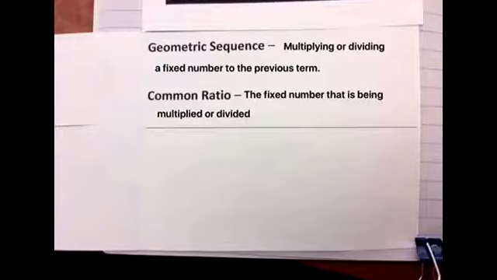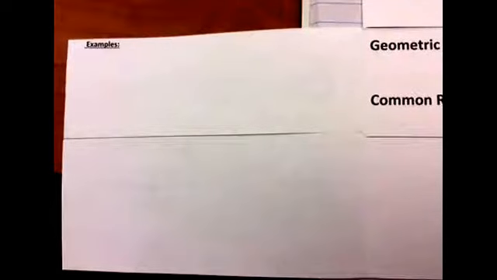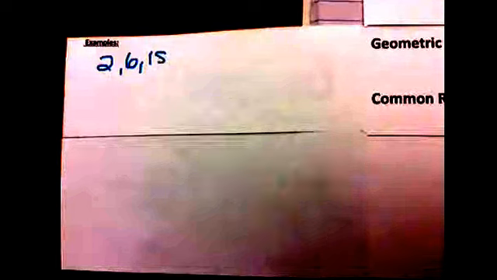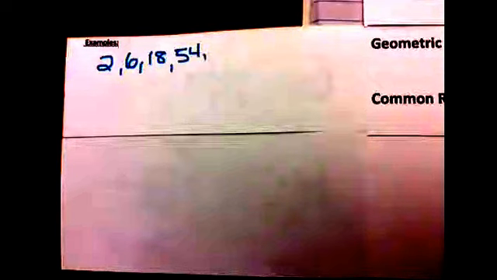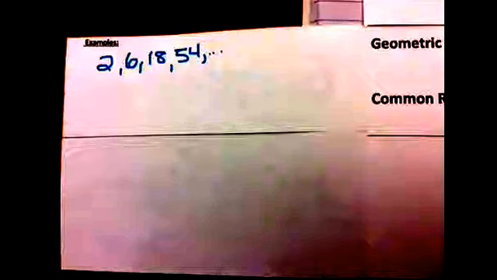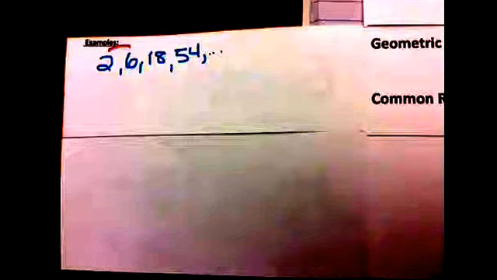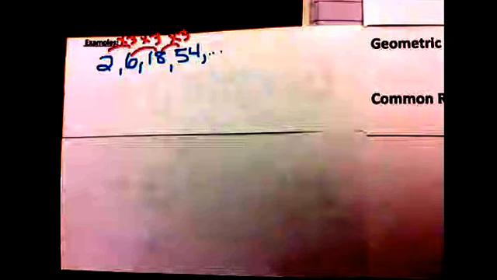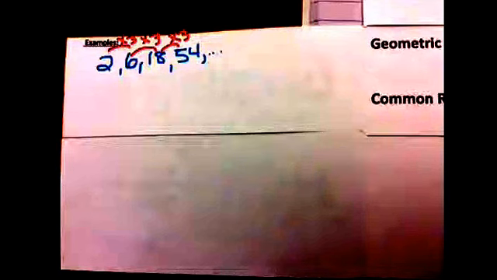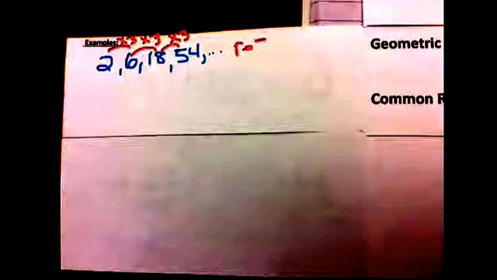Let's fill in some examples. Our first example is 2, 6, 18, 54. So go ahead and write that down. This is a geometric sequence because if I go from 2 to 6, I can get there by multiplying by 3. If I go from 6 to 18, again I'm multiplying by 3. 18 to 54, multiplying by 3. So what is our common ratio? Our common ratio is 3, so R equals 3 for this example.